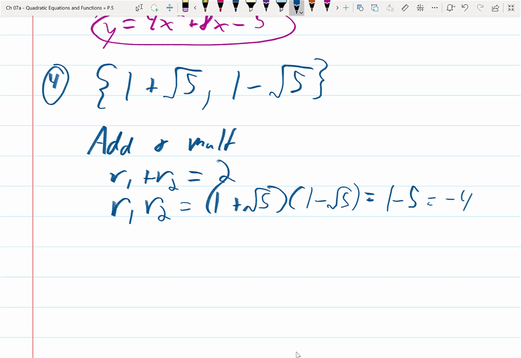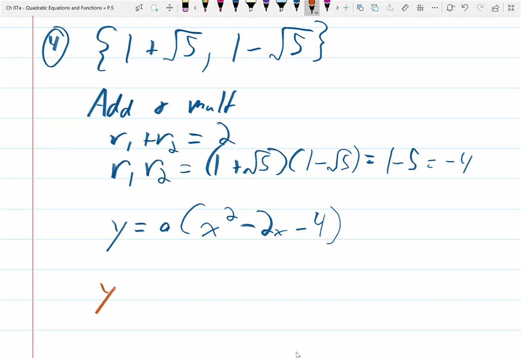Now we skip right ahead to y equals a x squared minus the sum plus the product, which is actually minus 4. X squared minus the sum of the roots times x plus the product. Sometimes I write it like this, and if this helps you, great. If this doesn't, then don't worry about it. But I write it like this to tell me in my brain that that's how I'm actually doing it. X squared minus the sum of the roots times x plus the product.